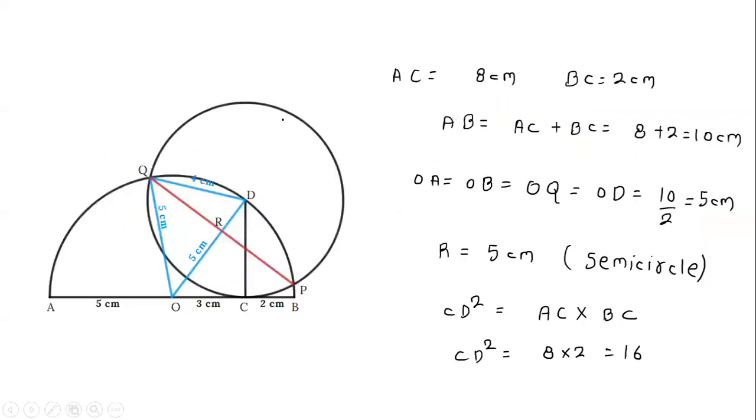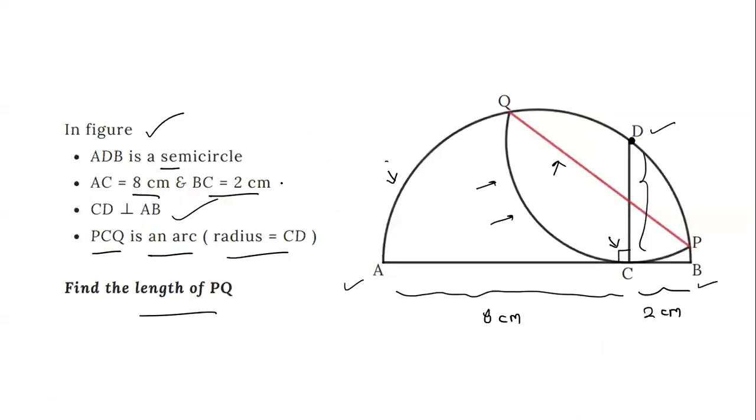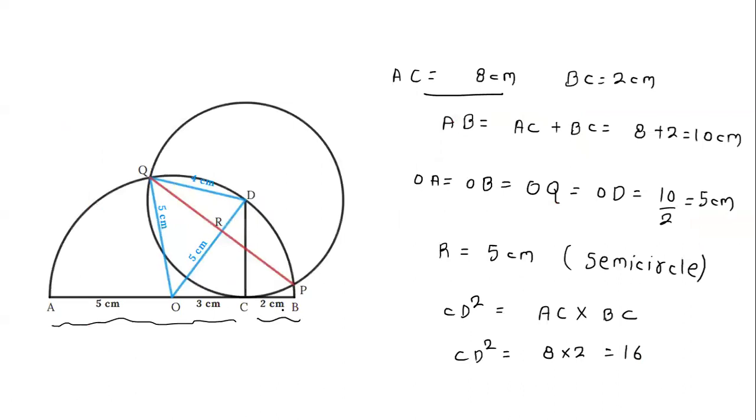So you see this figure. In the problem it is given that AC is 8 centimeter and BC is 2 centimeter. If I add both of these, it becomes the AB length, which is 10 centimeter. O is the center of this semicircle, and AB is two times the radius, which is the diameter of the semicircle. So we can easily find the radius of the semicircle, which is 5 centimeter.